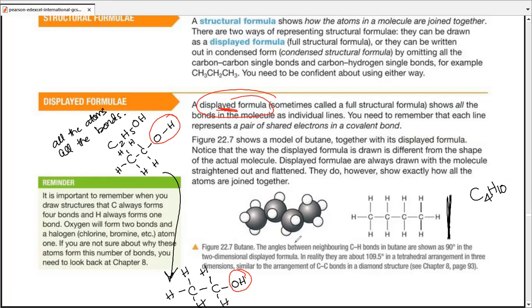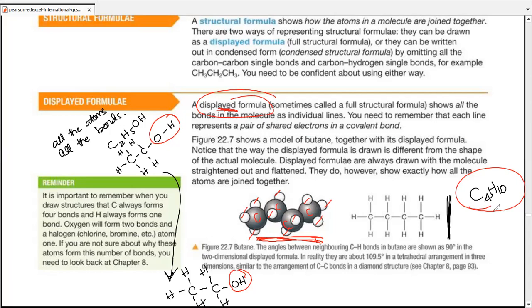Now, displayed formula may also show you a ball and stick model for a diagram, which actually shows you all the atoms. As you can see, first carbon atom, second carbon atom, third carbon atom, fourth carbon atom, and then 1, 2, 3, 4, 5, 6, 7, 8, 9, 10 hydrogen atoms. So you can see all the atoms. And since they are all singly bonded, they are all connected to one another.